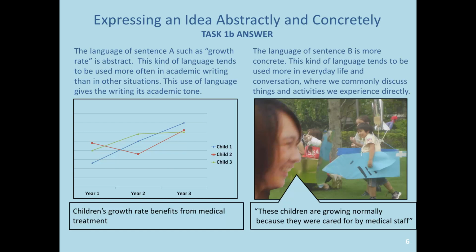In contrast, the language of sentence B is more concrete. This kind of language tends to be used more in everyday life and conversation, where we commonly discuss things and activities we experience directly. So in that case, we've got children who are doing something, they are growing, we have them being cared for, there are concrete activities. Whereas in the more academic sentence, we have an abstract idea such as children's growth rate. And instead of caring, we have this entity or this abstract idea called medical treatment.